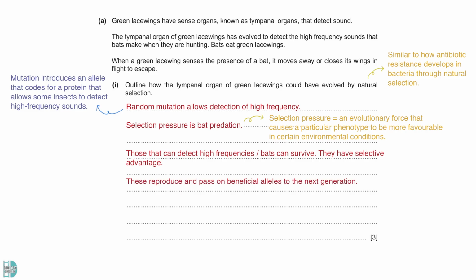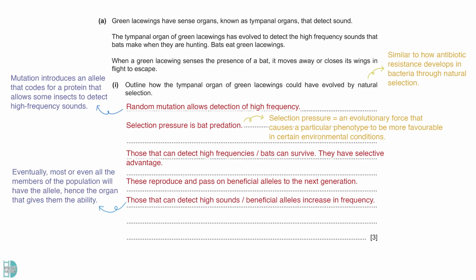These individuals survive, reproduce, and pass the beneficial alleles to the next generation. When this happens repeatedly, the mutated allele that benefits the insects increases in frequency. Eventually, more or even all the members of the population will have the allele, hence the organ that gives them the ability.